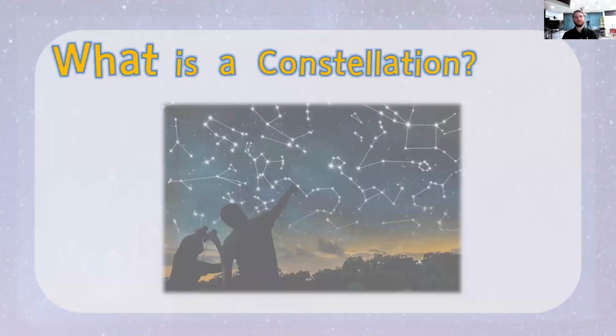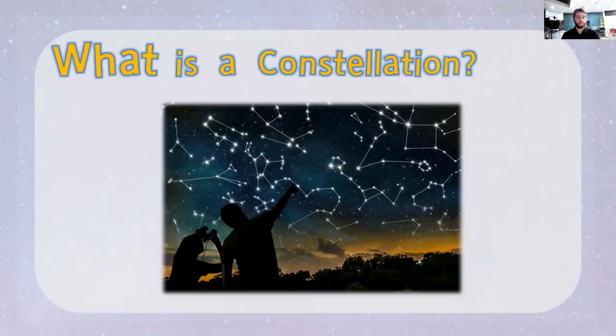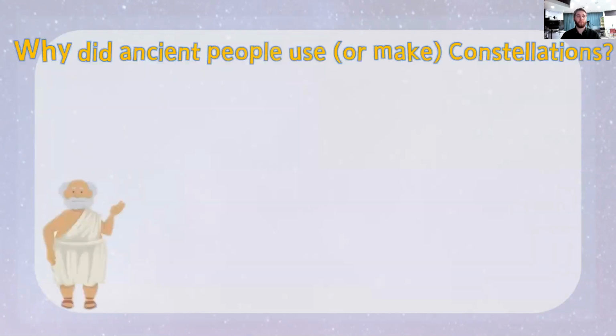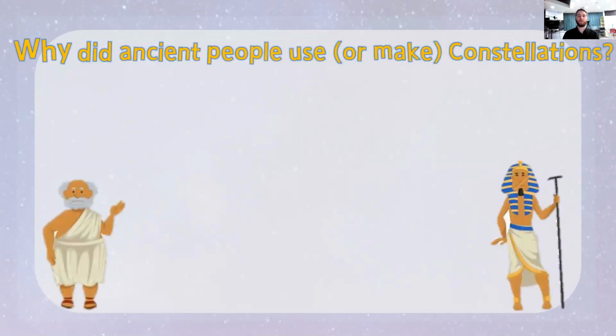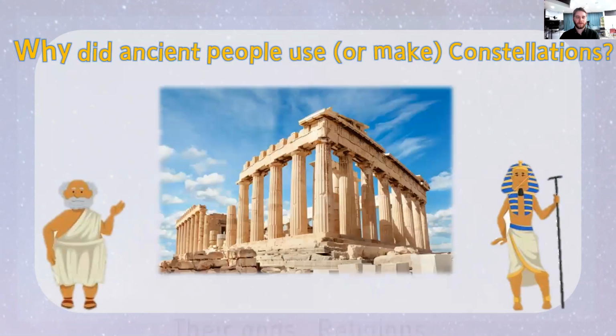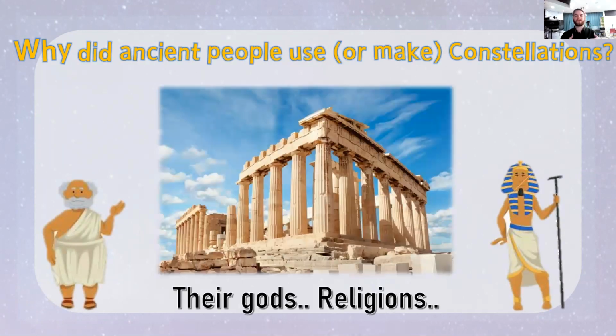So what is a constellation? And why did ancient people use or make constellations? So a constellation, of course, is a bunch of stars that make a kind of shape. Let's see why people use them. So they use them because of their gods and their religions. So because of these things, they would make shapes out of the stars in the sky.